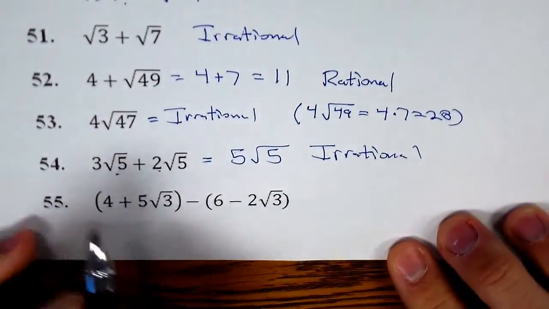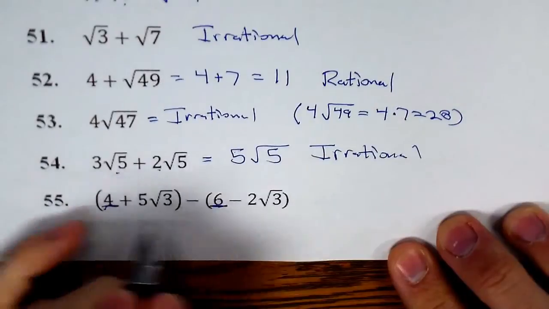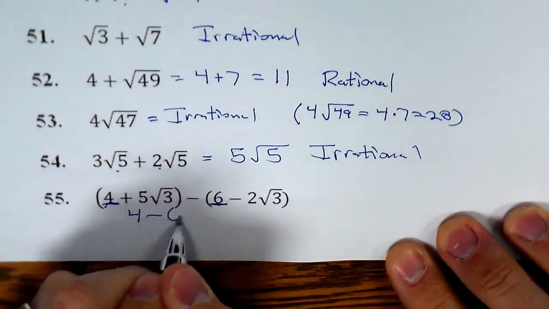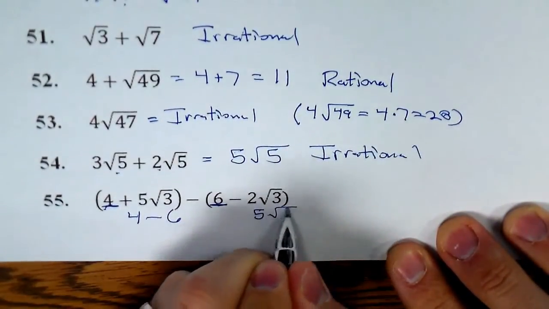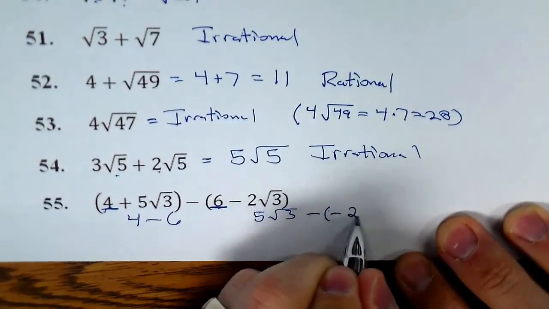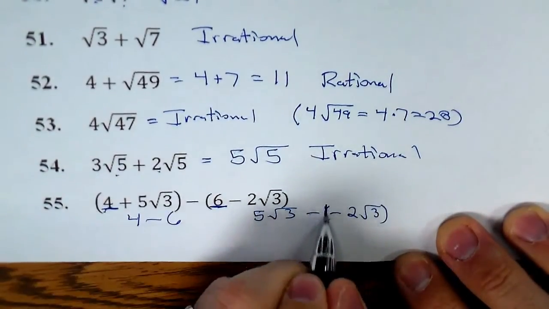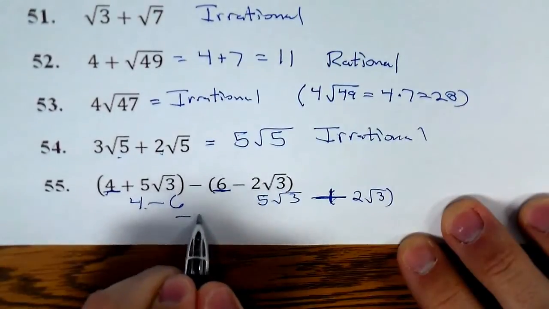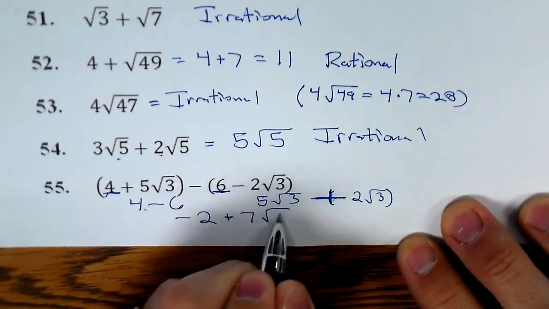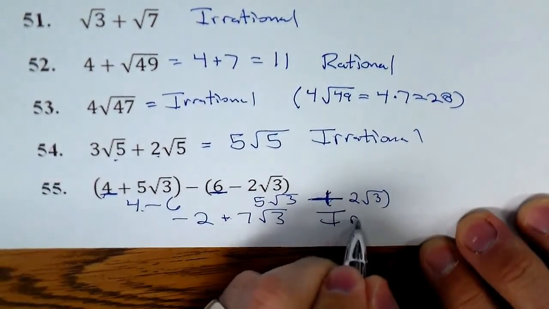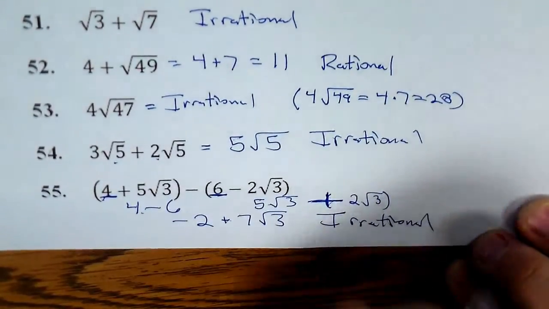And for our last one here, I'm going to combine like terms. I have 4 minus 6, and I have 5 root 3 minus a negative 2 root 3. This becomes plus, so I get negative 2 plus 7 root 3, and it is also irrational.